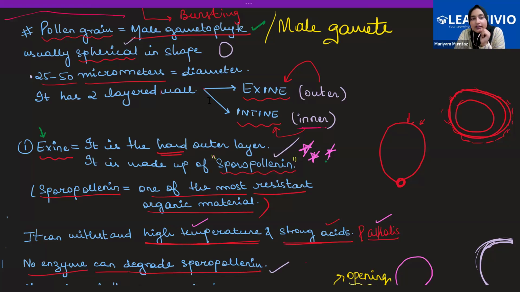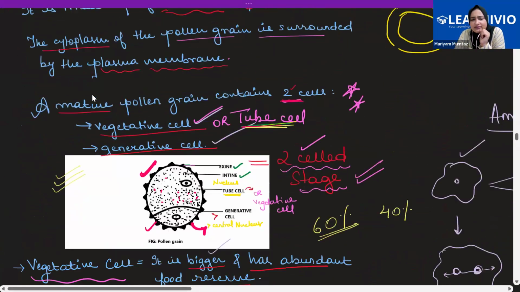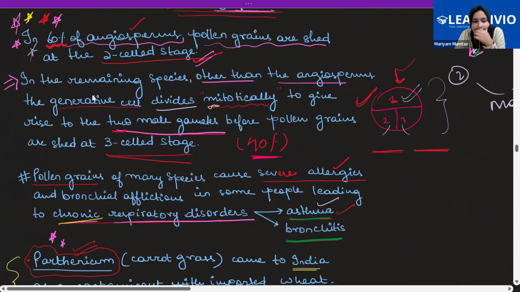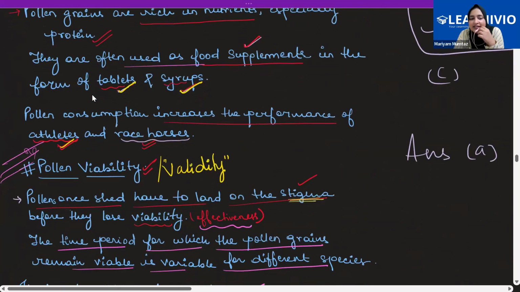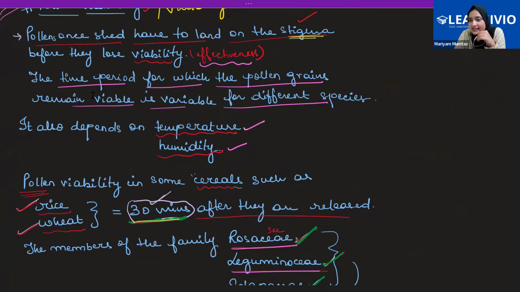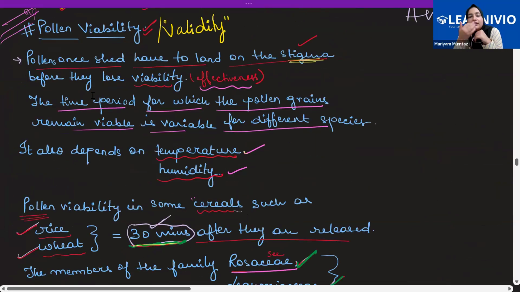Now, the diameter of the pollen grain is usually 25 to 50 micrometer, and every pollen grain is surrounded by two layers. I think this was also done. Tube cell, generative cell, I believe this was also done. Pollen viability, I've also discussed, like how they are valid for a certain period of time, like 30 minutes for rice and wheat. Have I discussed this? No, ma'am. And what about pollen allergy? Okay. So, talking about pollen viability.